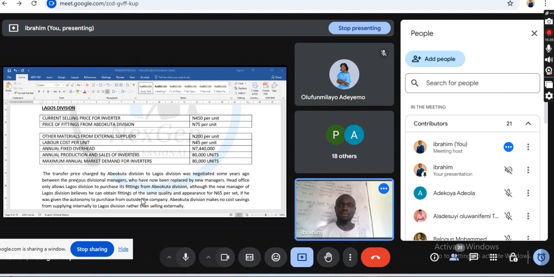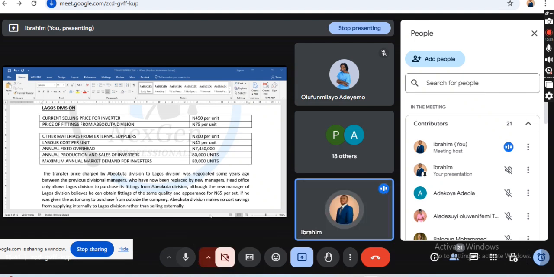Other materials from external suppliers. Of course, Lagos will still need some other materials from external suppliers. It will cost them 200 naira per unit. Labor cost, 45 naira per unit. Annual fixed cost, 7.4 million. Annual production and sales, they produce 80 and they sell 80 external in the market. Maximum annual demand in the market, you can see they produce 80 and they sell 80. Right? Now, what is the policy, class?